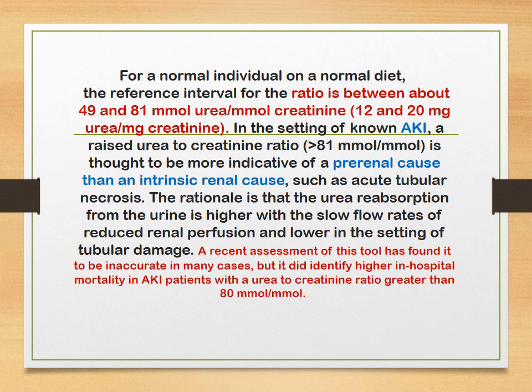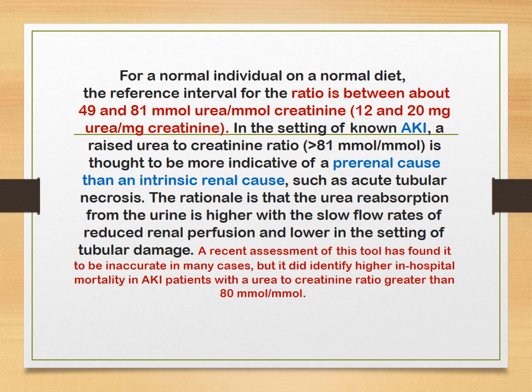The normal ratio of urea to creatinine is 49 to 81 millimole urea per millimole creatinine, which accounts for 12 to 20 milligram urea to milligram creatinine. For example, in pre-renal causes of acute kidney injury, this ratio will increase. Actually will increase. Why? Because urea will be increased to a level beyond the normal range, may approach 70, 60 milligram per deciliter when the normal range is up to 45, while creatinine usually remains within the normal range.